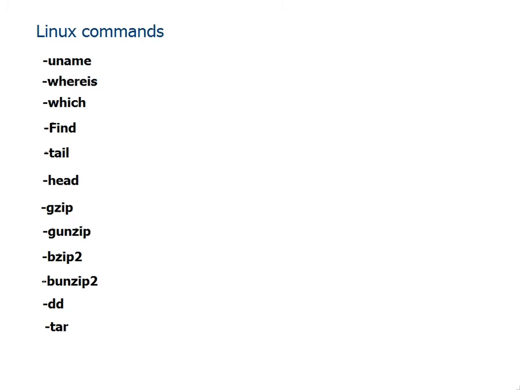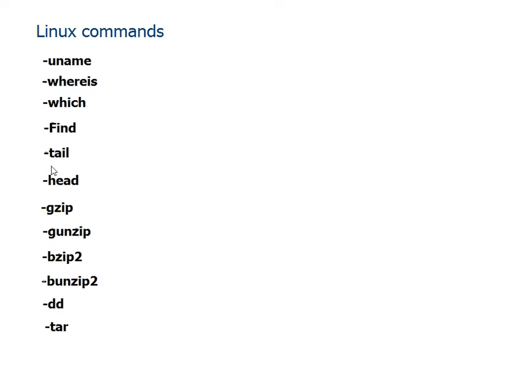Hello and welcome. In this video we will learn more commands like uname that generates information about the system, whereis which prints where the command is located and also where the man page for that command is, which prints the location of the command, and find, which is a very handy tool to search for files and directories in Linux.